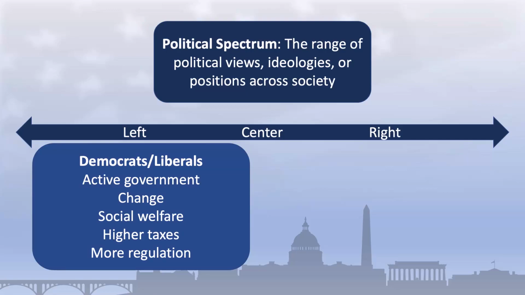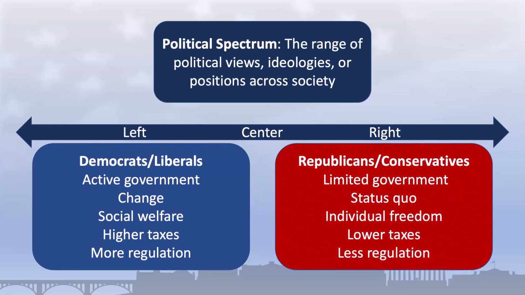On the right side of the political spectrum is the Republican Party and those who hold conservative political positions. Broadly speaking, those on the right side of the political spectrum seek to maintain the status quo. They generally prefer a smaller role for the state and place a greater emphasis on individual freedom. They also prefer less government regulation of the economy and lower levels of taxation.